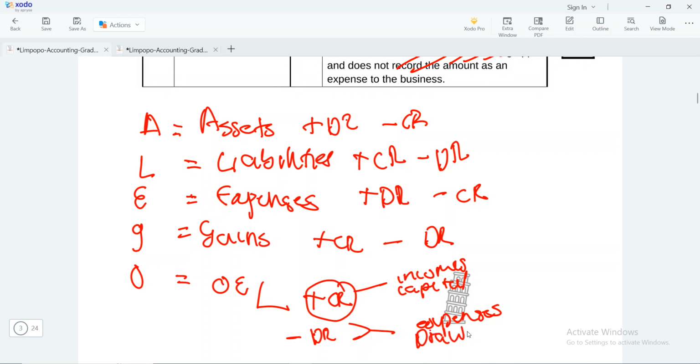Okay, so now once you know this, you have the summary of everything. It will be easy for you to know exactly how you are going to record on the accounting equation. All you need to know is where this particular element that I'm dealing with is increasing and decreasing. It will make your work easy.